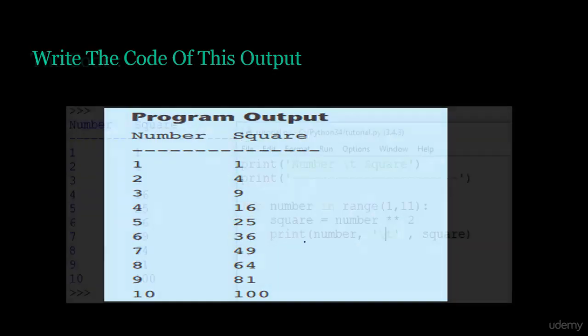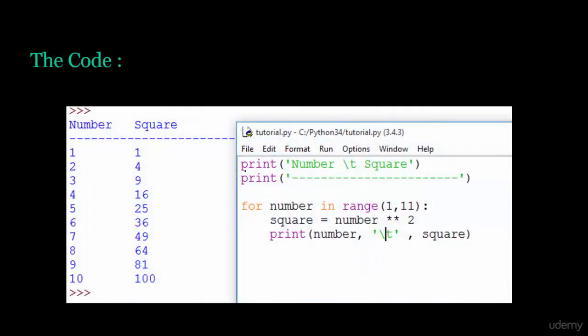Let's see the code here. First, I print number \t square. This \t here is to print this space here. This will print 7 spaces. Okay. Then I print this line here.